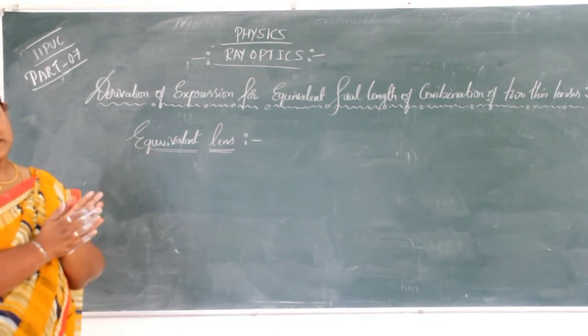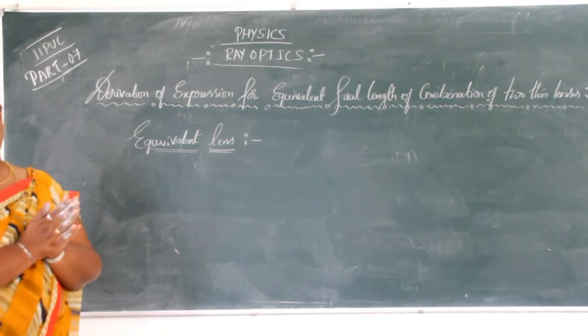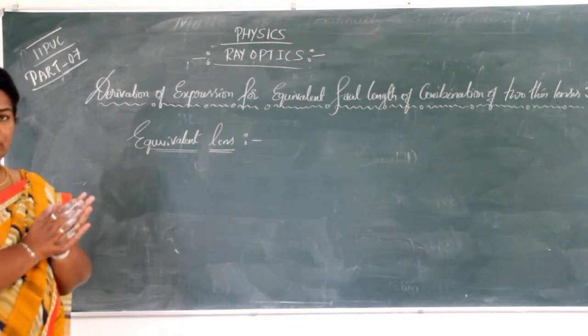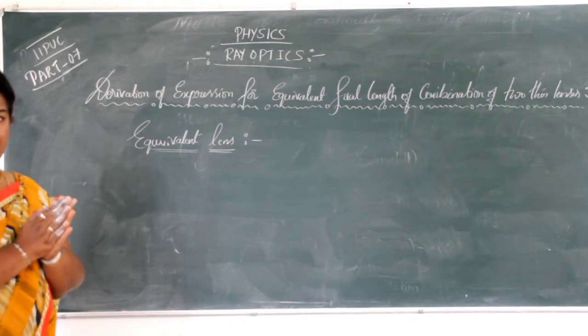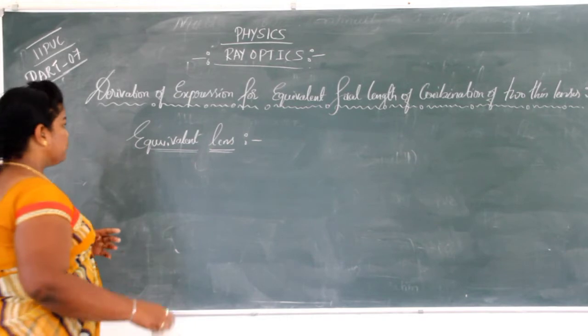The lens forms an image of an object which is exactly the same as that of the image formed by the combination of lenses. Not only that, equivalent focal length is the focal length of a lens which was obtained by a combination of lenses. So this is about the equivalent lens and equivalent focal length.